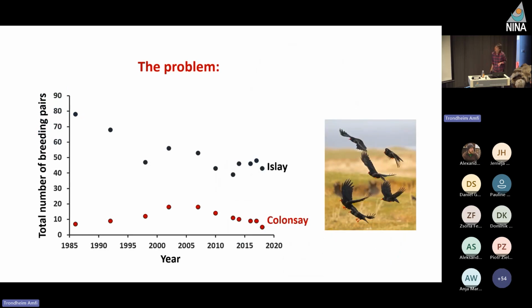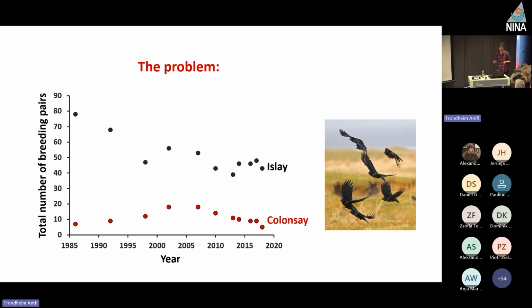And the problem here is that both of these populations have been decreasing over the last 40 or so years. So the population on Islay has decreased from nearly 80 breeding pairs down to only around 40 over these 30 or so years. And it's stabilized a bit subsequently, and I'll come back to the reason for that later. Meanwhile, the population on Colonsay has always been small, and it's recently decreased to only about 3 or 4 pairs.